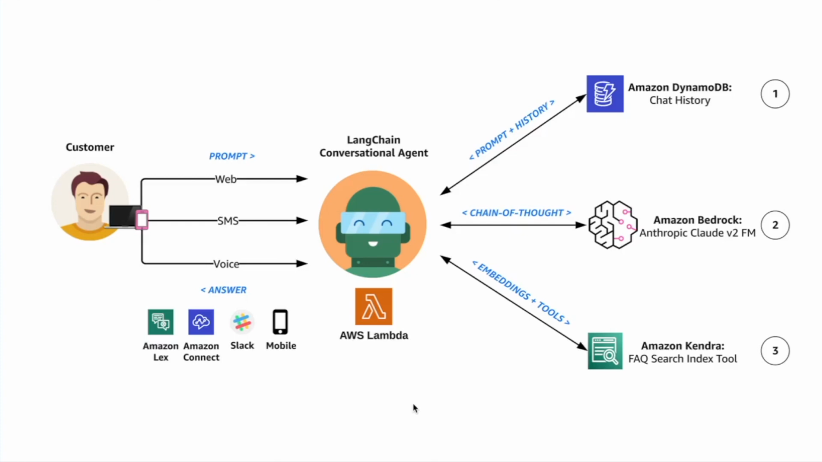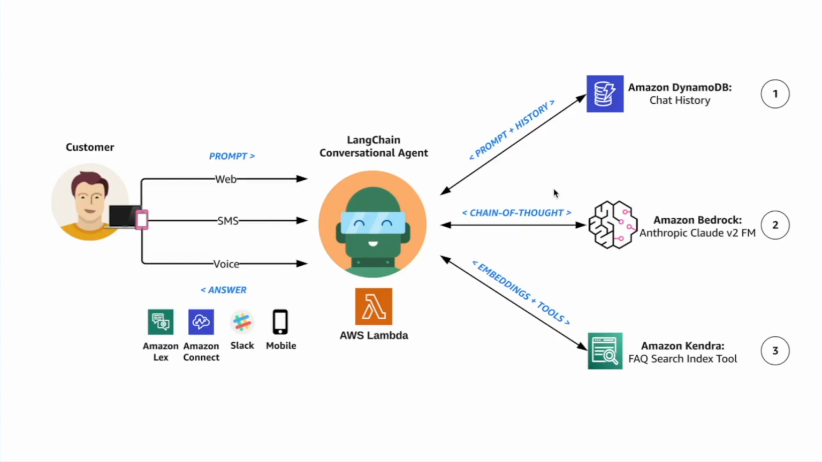Taking a deeper look at the agent's logic, you see that, again, the LangChain conversational agent is instrumented using an AWS Lambda function. The customer sends their prompt through their preferred channel. The agent then takes the contextual chat history from the DynamoDB chat buffer, pulls that in as additional prompt context so that the agent can facilitate its chain of thought reasoning, where the agent will ask itself through a series of questions a thought: do I need to use a tool?